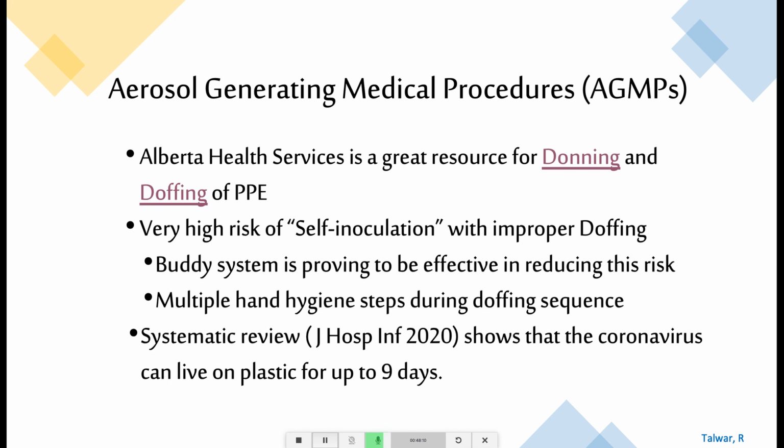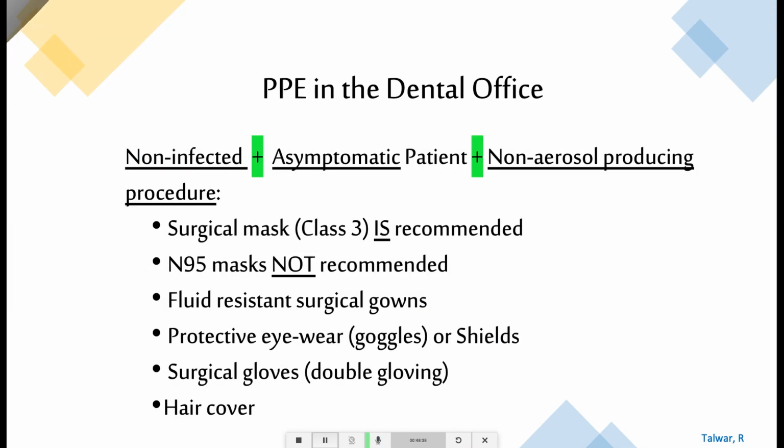There was a recent systematic review from the Journal of, I think, Hospital Infection 2020 from last month that showed that the coronavirus can live on plastic for up to 9 days. Previous information on coronavirus on plastics was just talking about a few hours to a couple of days. So now they've actually seen that it can last for 9 days. So really important to know that.